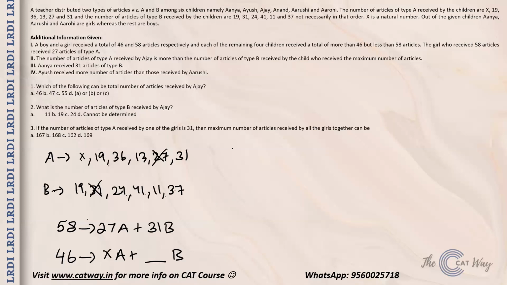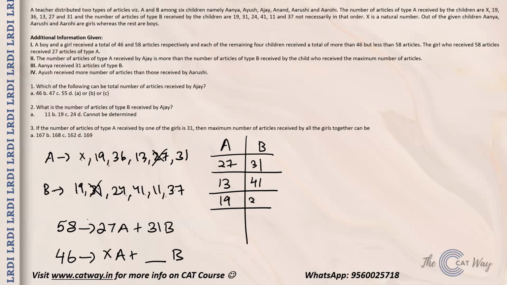So I'm going to write A and B over here, and I'm going to write the linkage. First is 27 of A with 31 of B. Second we have 13 and 41, and third we have 19 and 36. So first of all, let's cancel them out. These parties are gone.